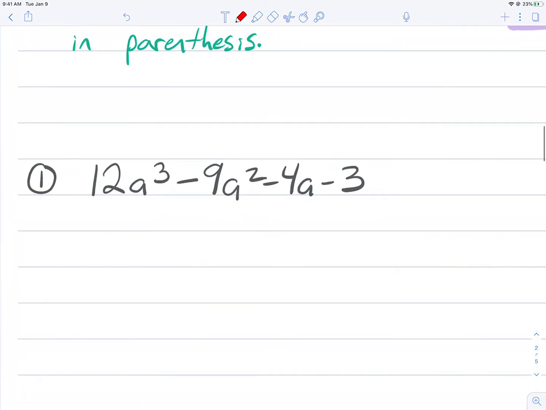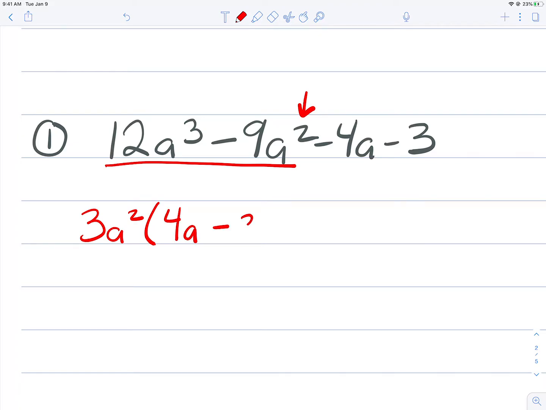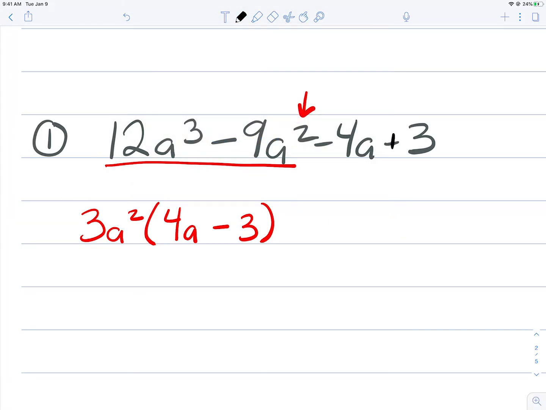So number 1, we have 12a cubed minus 9a squared minus 4a minus 3. So I'm going to underline terms 1 and 2. The GCF is a 3 and an a squared. Remember that you can only take the lowest of the exponents out. So that is multiplied by then 4a minus 3. For the second part, we underline terms 3 and 4.